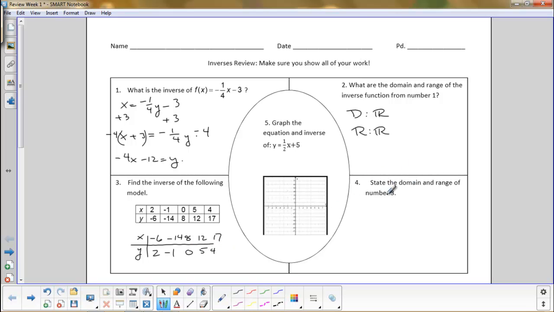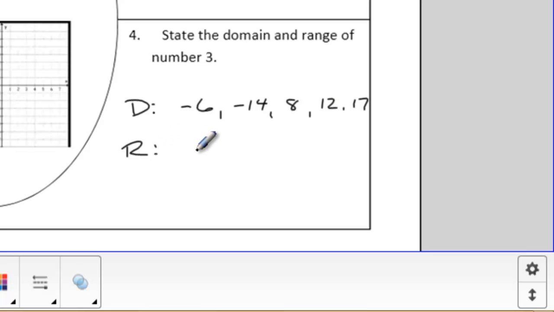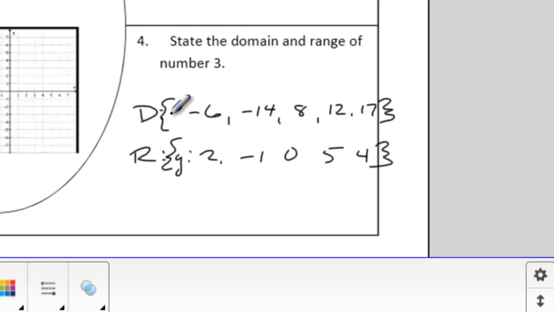The domain and range for number 3 is not an interval. It is a list of numbers. Your domain in roster notation is negative 6, negative 14, 8, 12, and 17. Your range, again in roster notation, is 2, negative 1, 0, 5, and 4. Bracket each of them. Denote range as the y values. Denote your domain as the x values.